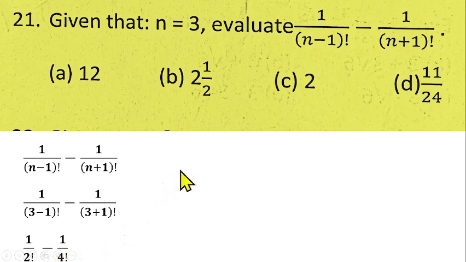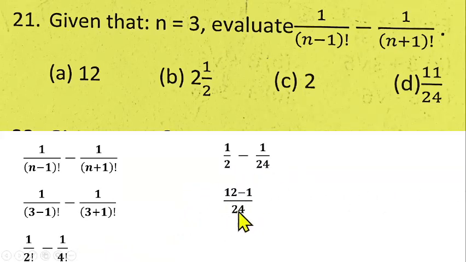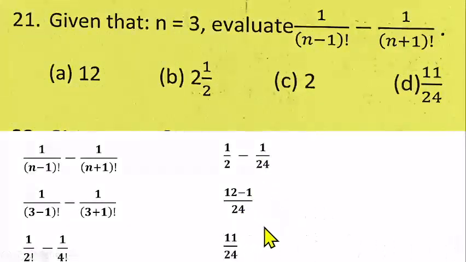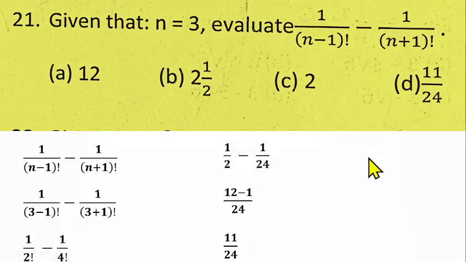Then from there we know what 2 factorial is, and we know 4 factorial. 2 factorial is 2 times 1. Then 4 factorial will give us 4 times 3 times 2 times 1. So 2 factorial is 2, then 4 factorial is 24. You can find the LCM. The LCM will be 24. 2 in 24 is 12 times 1, that is 12, minus 24 in 24 is 1, times 1, that will give us 1. So that should give us 11 over 24, which is option D for question number 21.